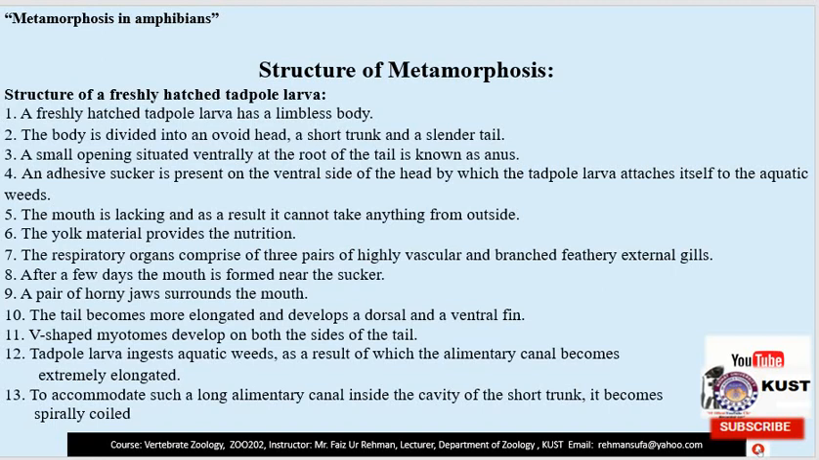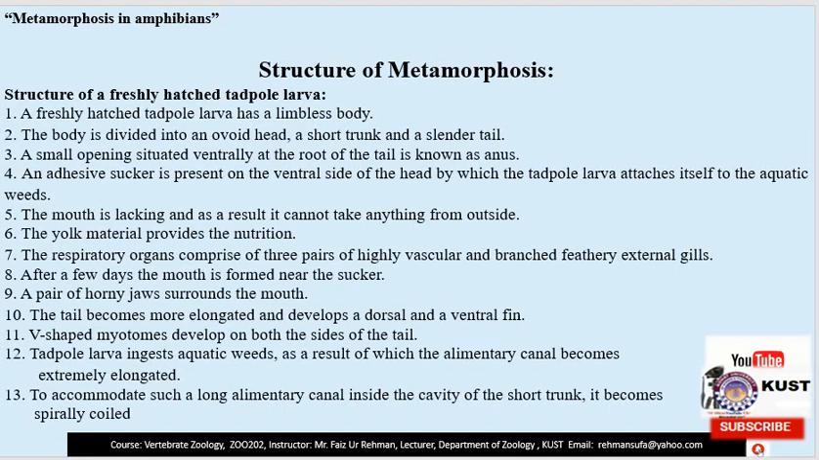Structure of a metamorphosis. Structure of a freshly hatched tadpole larva. A freshly hatched tadpole larva has a limbless body. The body is divided into three parts: an ovoid head, a short trunk, and a slender tail. A small opening situated ventrally at the root of the tail is known as the anus. An adhesive sucker is present on the ventral side of the head by which the tadpole larva attaches itself to the aquatic weeds.